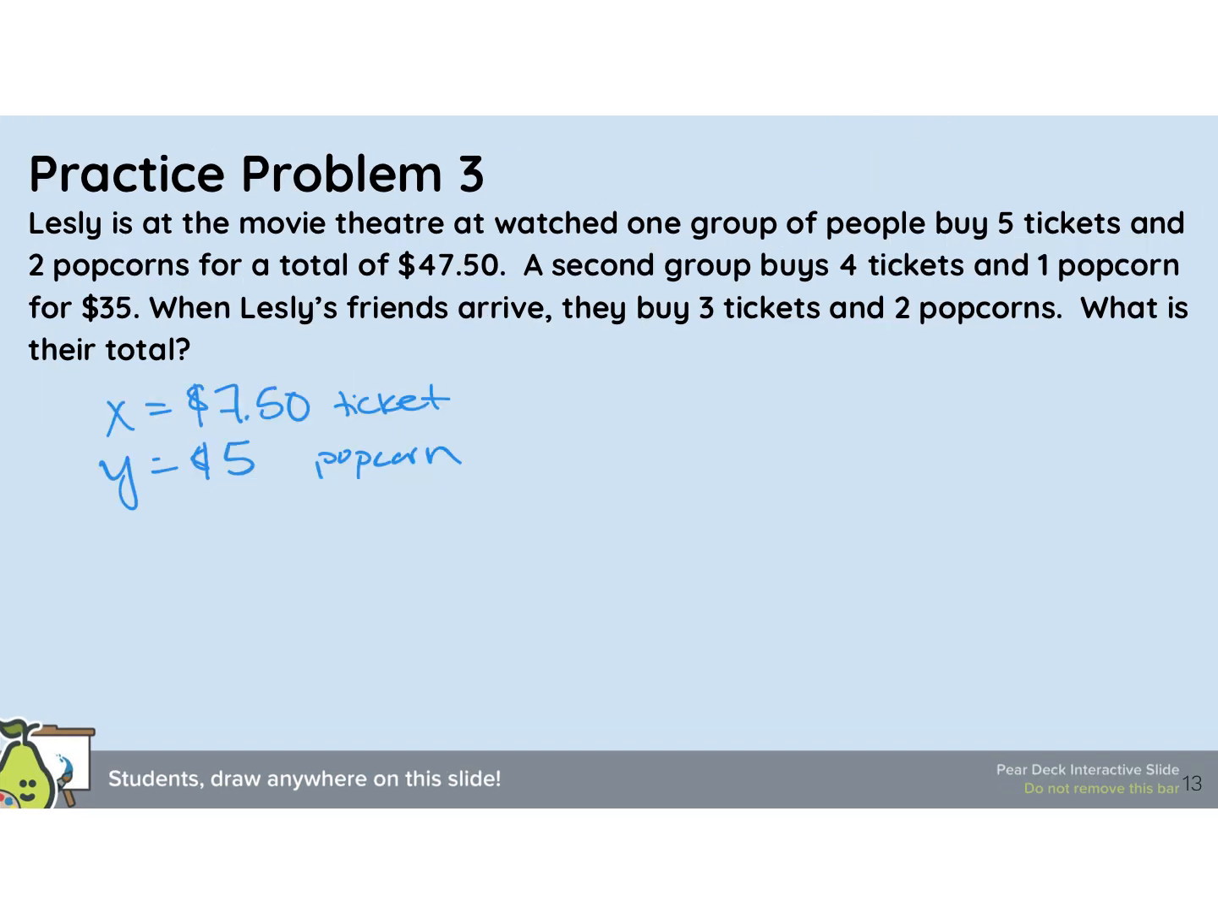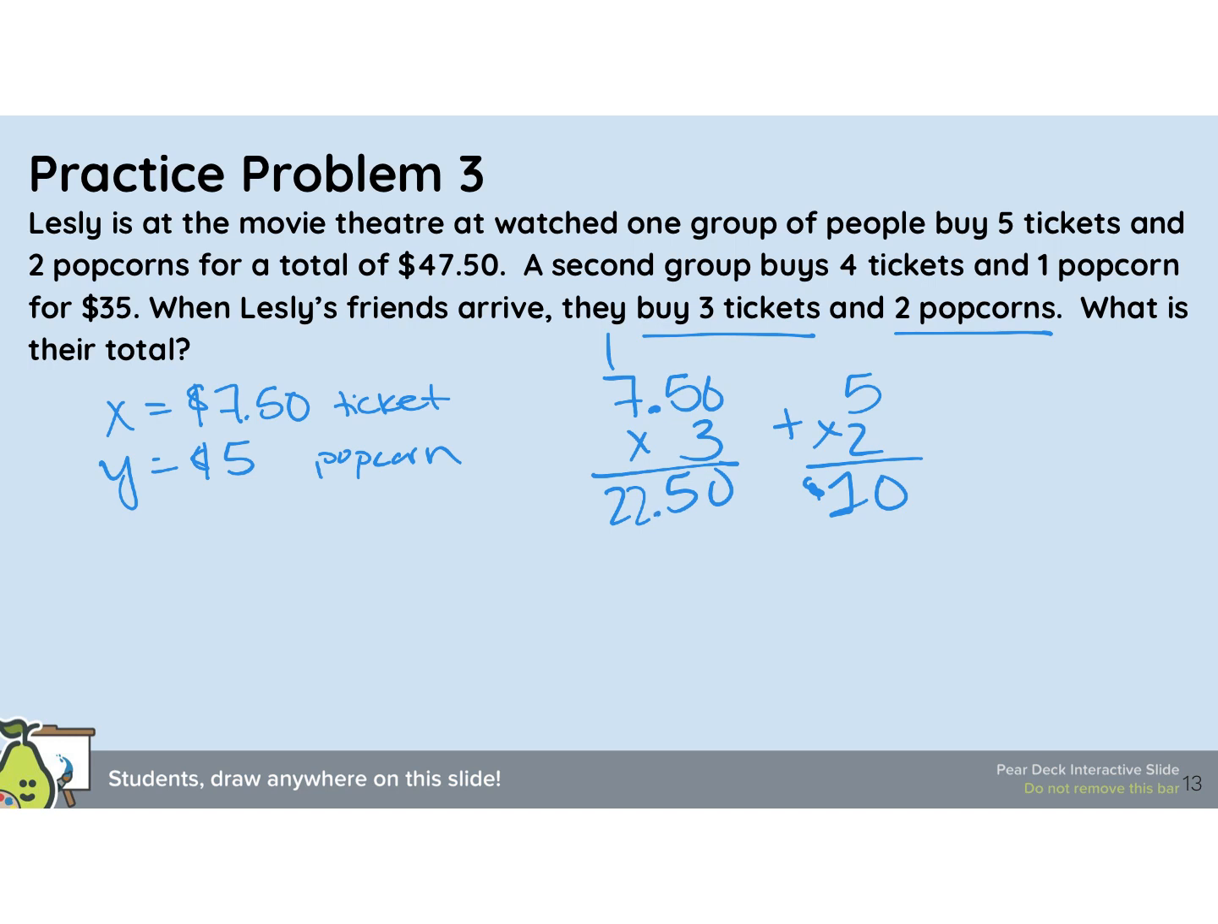All right, so the question says, when Leslie's friends arrive, they buy 3 tickets and 2 popcorns. What is their total? 3 tickets, so $7.50 times 3. And then I'm going to add that to $5 times 2. So I know that's 10. So 0, 15. So $22.50 plus 10 is $32.50.